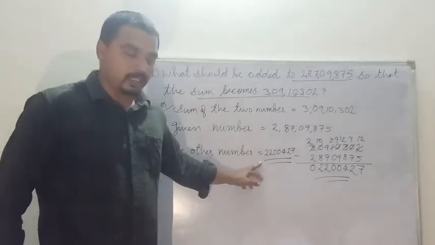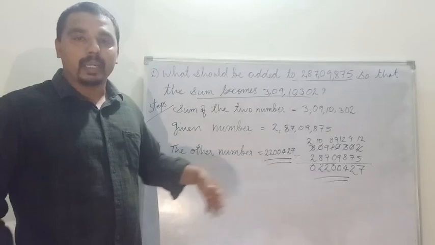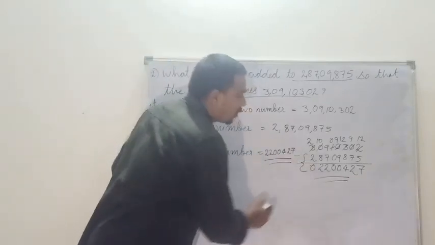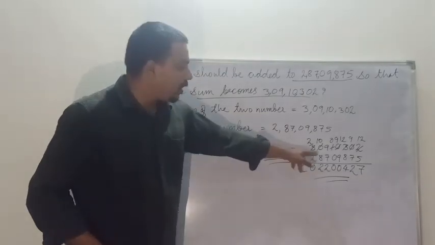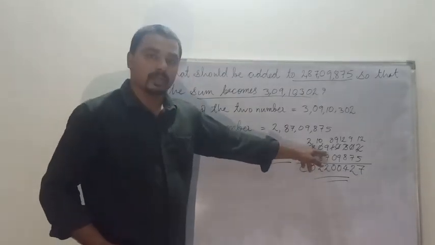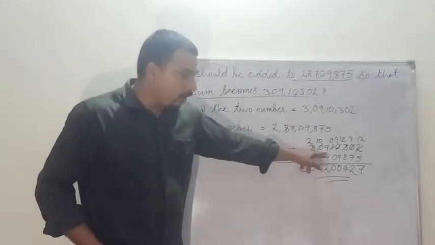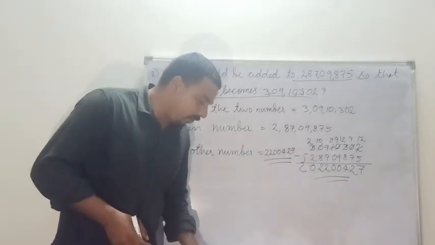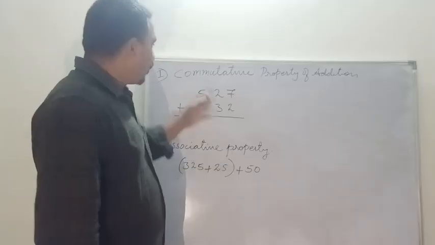You can cross check it. How do we have to check it? By addition. Take these two numbers, and just add. Definitely you will get this number. Okay. So in this way we have to do. Some more questions are there that you have to do yourself. I will give you the homework.